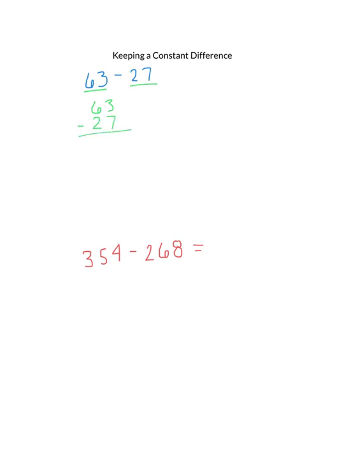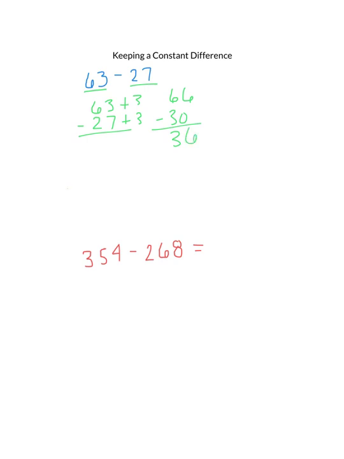Okay. So we say, well, I don't want to have to borrow. Well, we know we can make the subtrahend into 30 by adding 3 to it. So we're going to add 3 to the 63 to make it into 66. We know 66 minus 30 gives us a difference of 36.